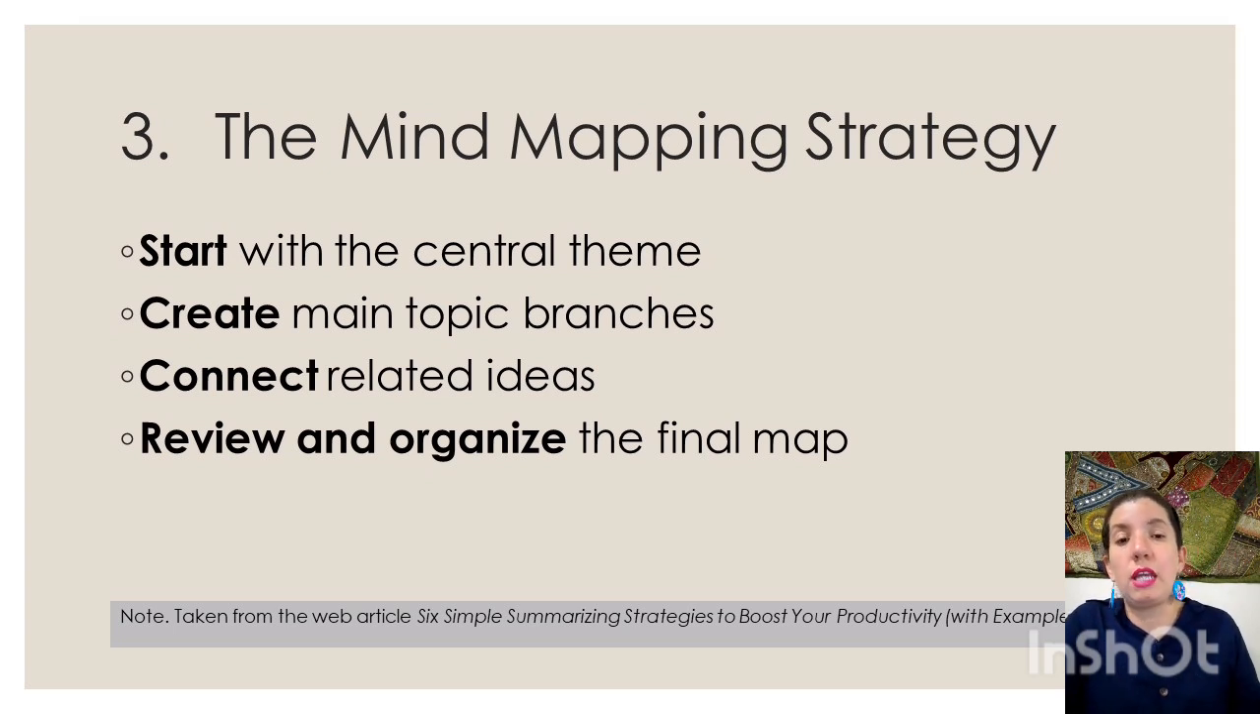In this case, we basically need to create a mind map so we can graphically see all the important points of the text we want to summarize. We start with the central theme, then we create main topic branches, then we connect the related ideas to these branches, then we review and organize the final map.